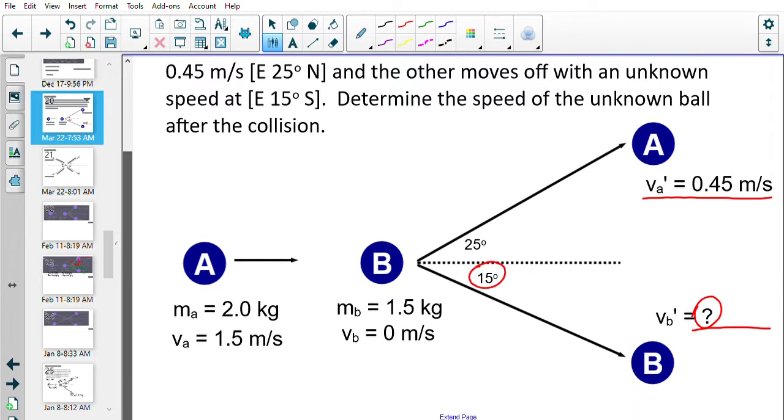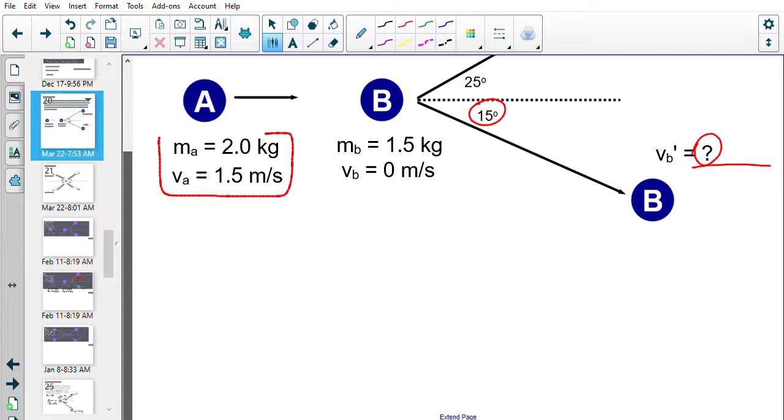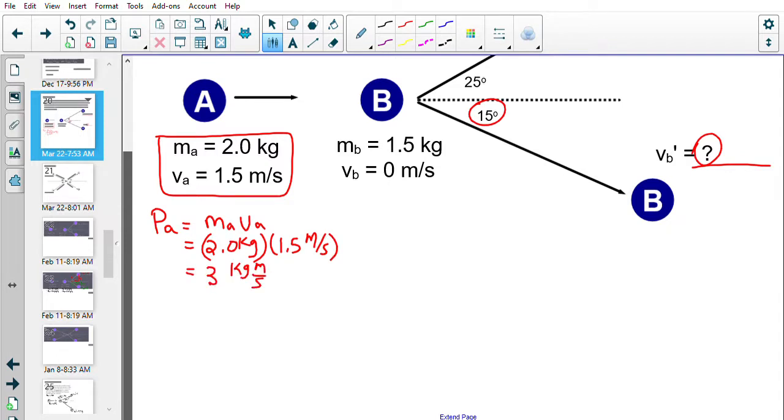So we know that our total momentum before in the x direction is going to be equal to the total x after. So looking here, my MA and VA, I can get the momentum of object A. It is just the mass times the velocity. So it's 2 kilograms, and the velocity is 1.5 meters per second. So you're dealing with 3 kilogram meters per second, and that direction is due east. And that is all in the x direction. So that's actually PAX of 3 kilogram meters per second.